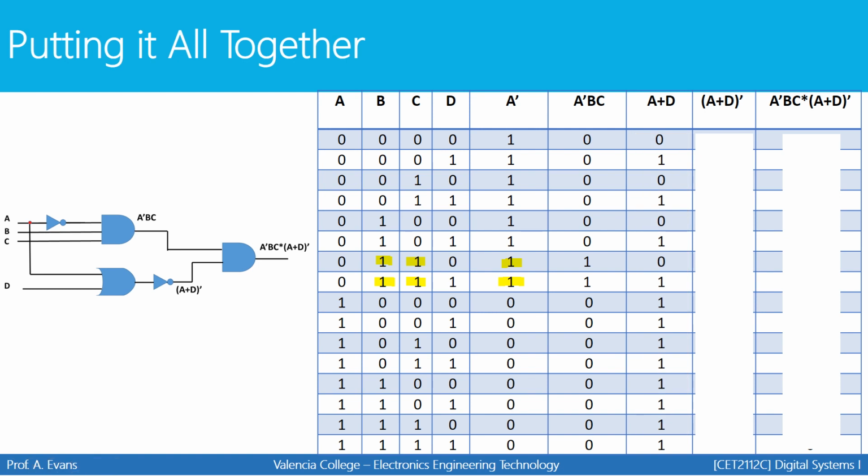And that's what my column for A or D would look like. Again, showing that if A is 1 or if D is 1, I'll have a 1 in the output. Next, I can see that the output of the OR gate becomes inverted, which means I'm going to take everything in this column and simply flip it. All the zeros become 1s, all the 1s become 0s.